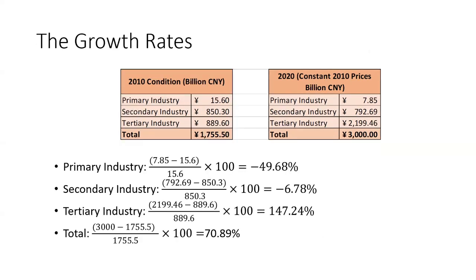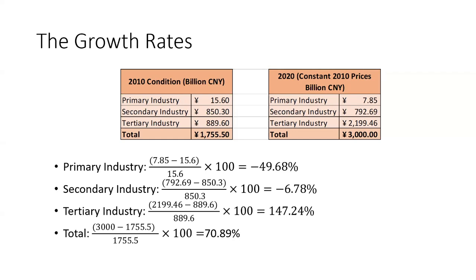And the last is the growth rates. Here is the table of 2010 condition in billion Chinese yuan and 2020 constant 2010 prices billion Chinese yuan. There are primary industry, secondary industry, and tertiary industry. So the table shows the changes in the regional economy between 2010 and 2020 measured in constant 2010 prices.